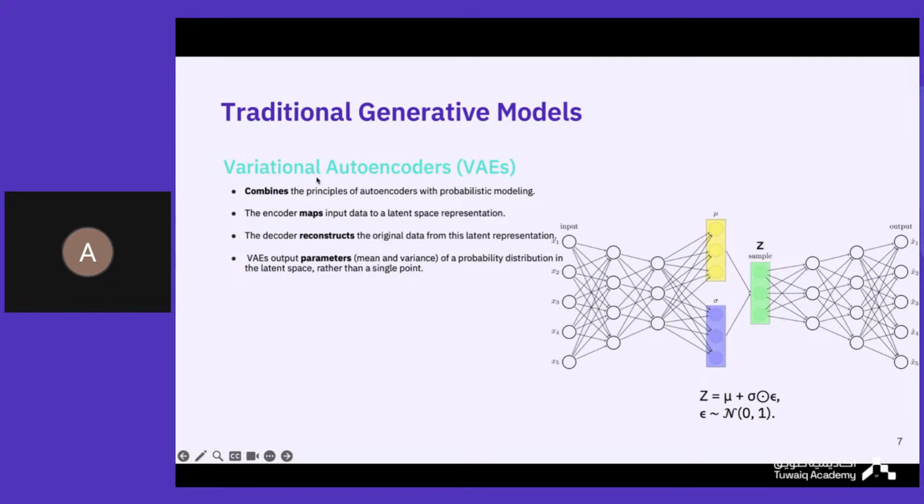So a variational autoencoder combines the autoencoder with probabilistic modeling. So we know probability is involved. Distributions are involved in this case. The encoder of a variational autoencoder maps the input data into a latent space representation. A latent space is just the feature space inside the model itself. And then the decoder reconstructs the original data from this latent representation. But please pay attention here. What the encoder in this model outputs is means and variances of a probability distribution within the latent space rather than a single point.